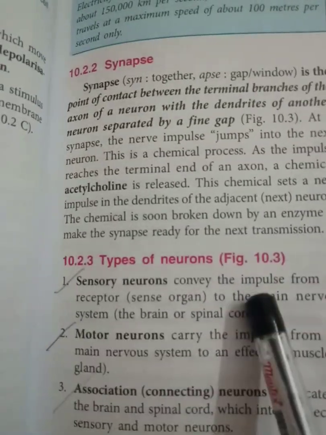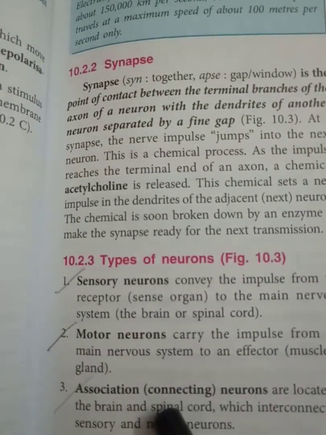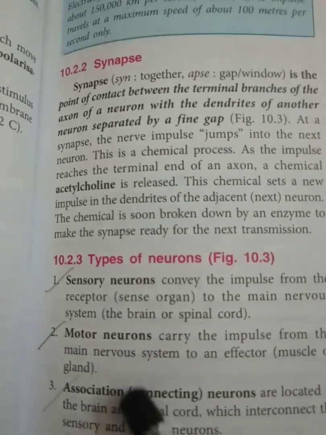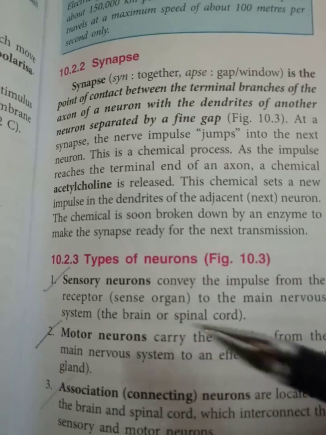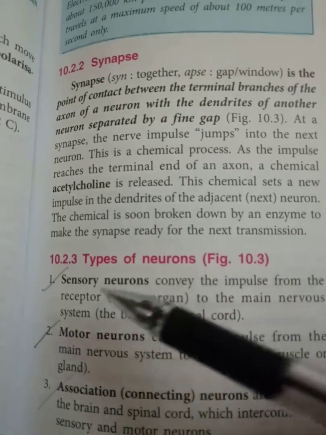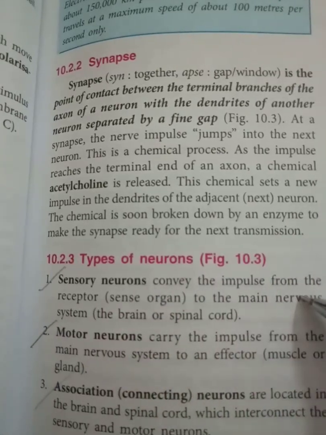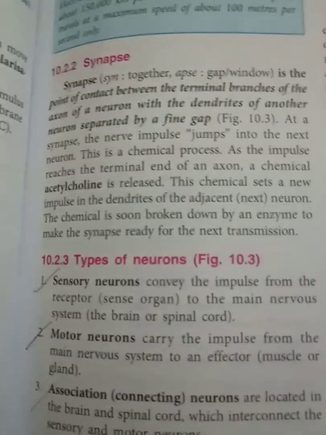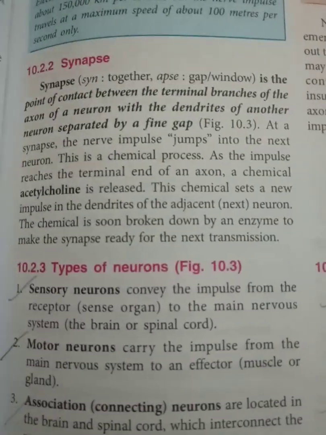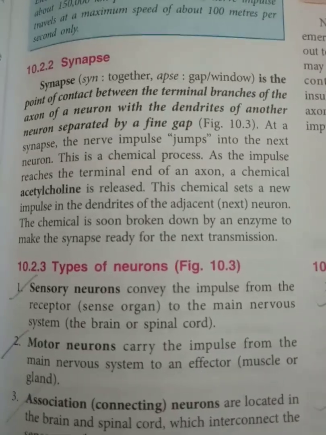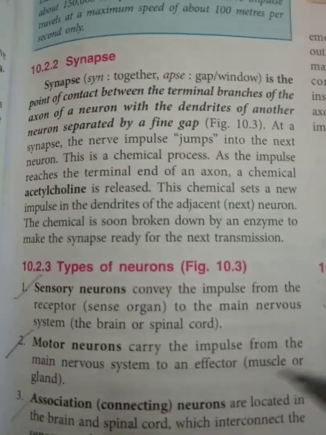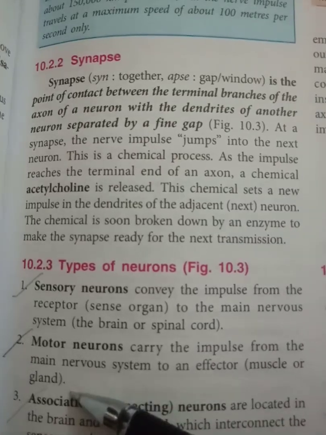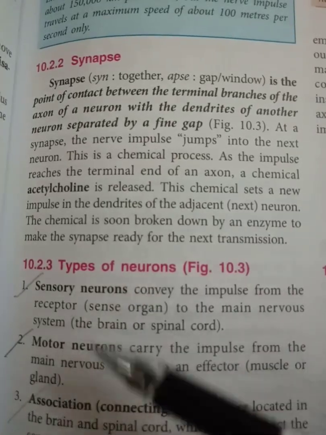Next comes types of neuron. There are three types of neurons. One is sensory, second is motor, third is association or connecting neuron. Sensory neurons convey the impulse from receptor, that is sense organ, to the main nervous system, that is brain or spinal cord, while motor neurons carry impulse from the main nervous system, that is brain or spinal cord, to an effector, that may be muscle or a gland. So two major types of neuron.